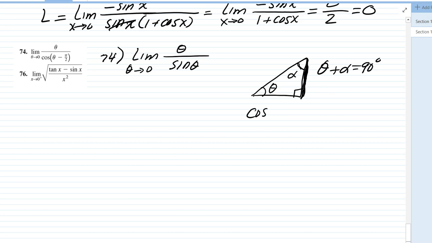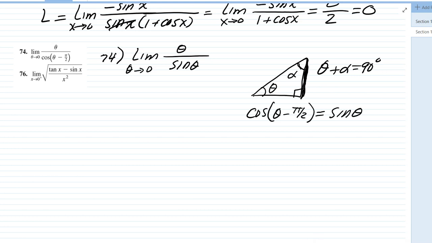When we go cosine of theta minus pi over 2, right? That would be the same as sine of theta, right? Cosine theta minus pi over 2 is going to be, because this is a shift of sine, so you get cosine theta minus pi over 2 is the same as sine theta.